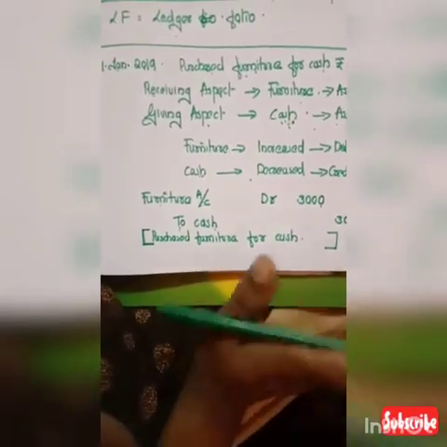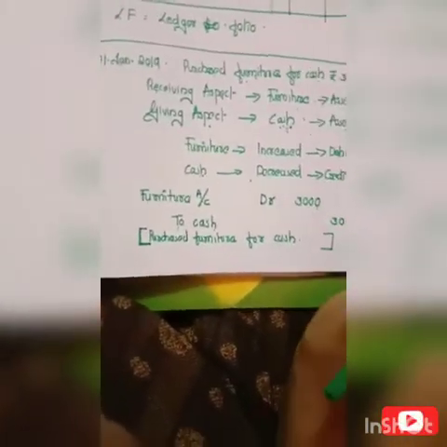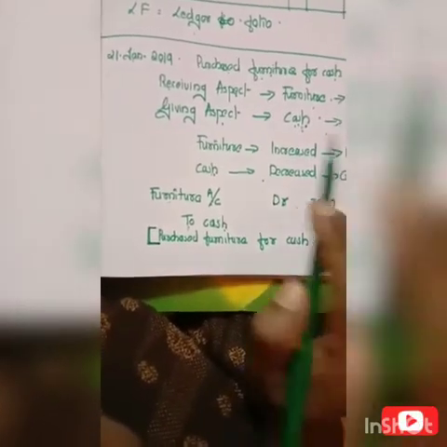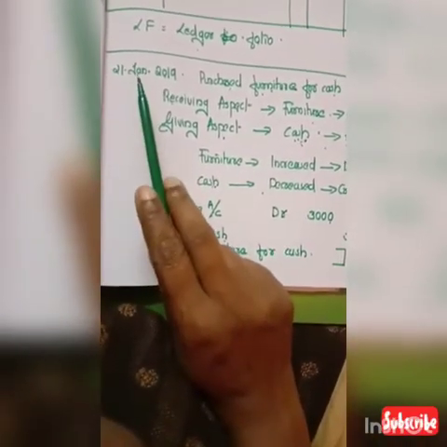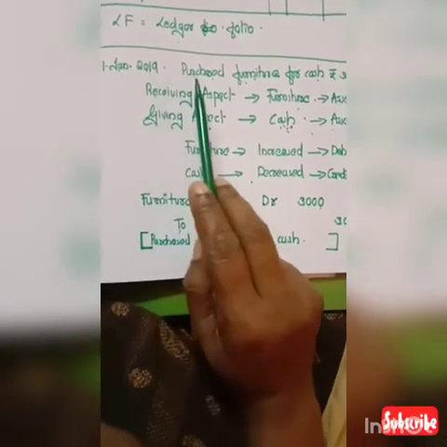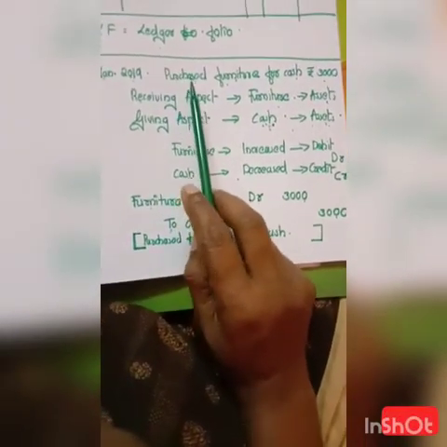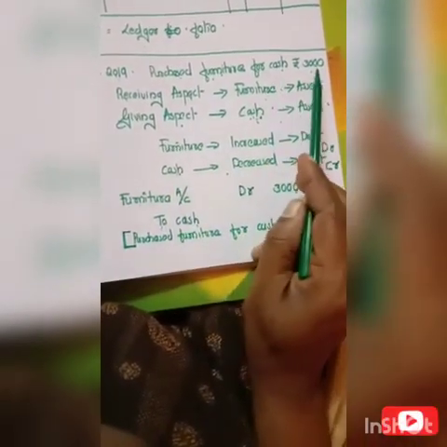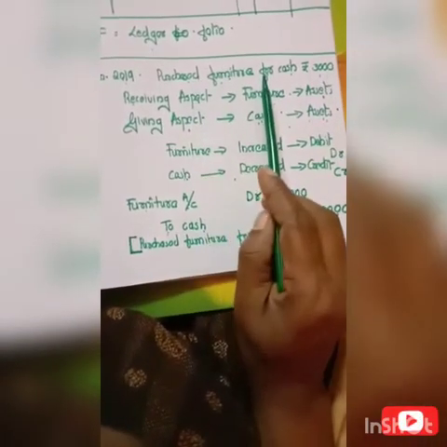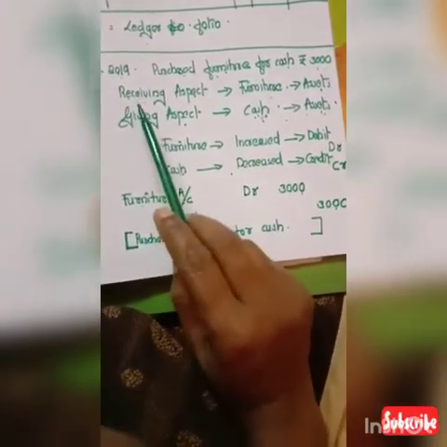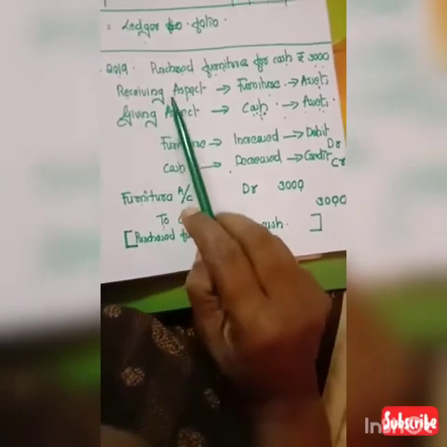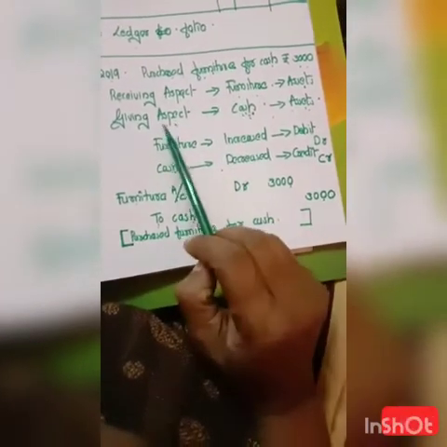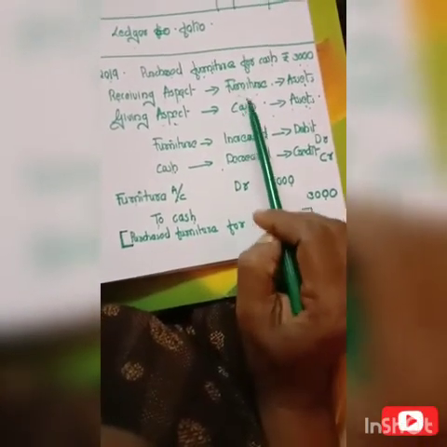Purchased furniture for cash. This is the way in which we can write the journal entries. Once again, on 21st January, one transaction occurred in the business organization, that is purchased furniture for cash rupees 3,000. In this transaction, two aspects are there, the receiving aspect and the giving aspect. The receiving aspect is furniture and the giving aspect is cash. Both are assets.